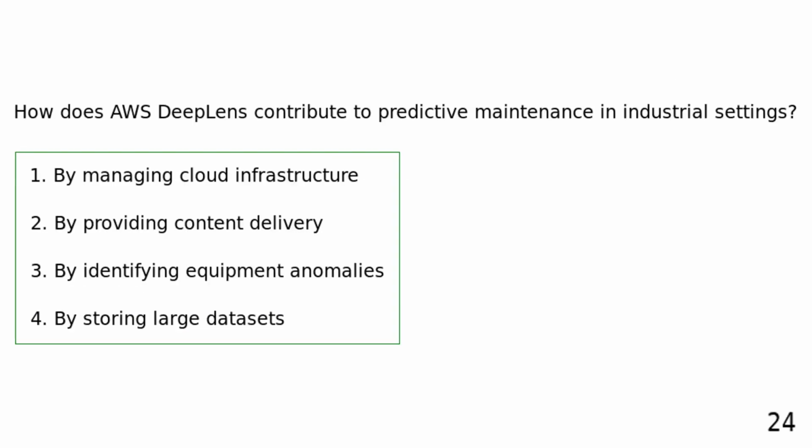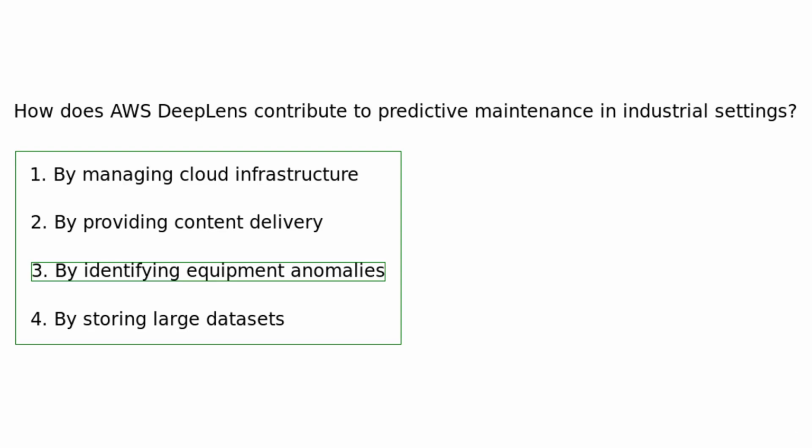How does AWS DeepLens contribute to predictive maintenance in industrial settings? By managing cloud infrastructure. By providing content delivery. By identifying equipment anomalies. By storing large datasets. AWS DeepLens contributes to predictive maintenance by identifying equipment anomalies through real-time video analysis.